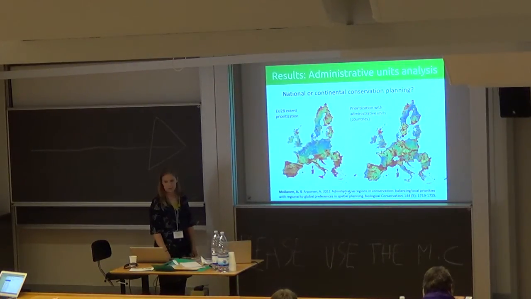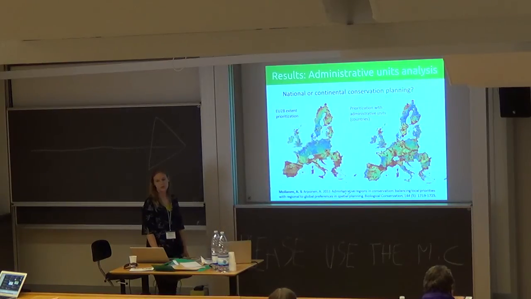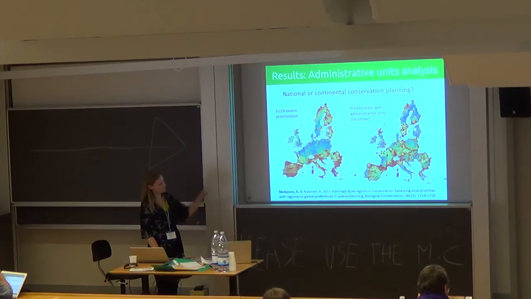And one analysis which can also be applied in the context of Europe is administrative units analysis, which tries to evaluate, or compare, national or continental conservation planning. Here is the same prioritization for EU countries, and then you can see the prioritization map done with the administrative units as countries. And as you can see, the priorities get really different locations with the admin units analysis. So the priorities are shifting towards south and towards country borders. It's the so-called edge effect.